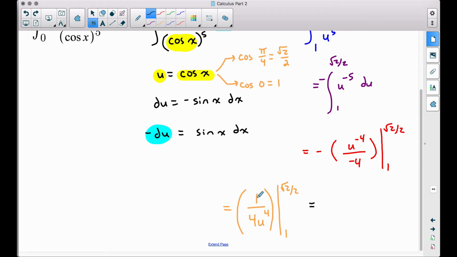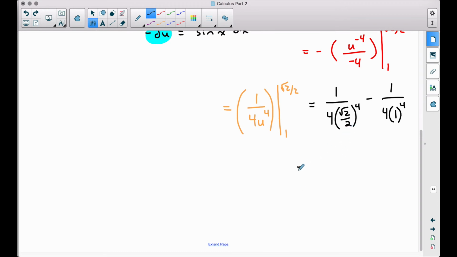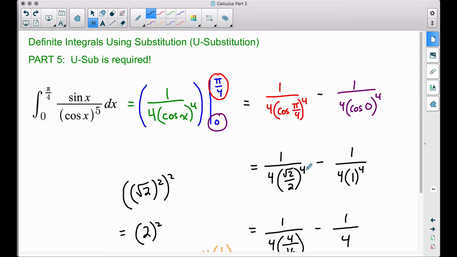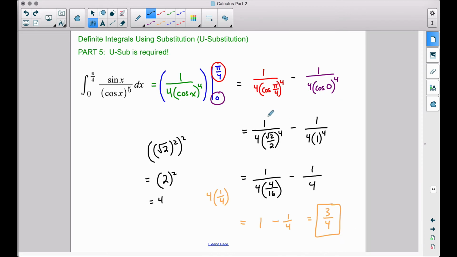And to do that, let's take 1 over 4. Let's substitute square root of 2 over 2 into u. So I've done that right here. 1 over 4 u, which was square root of 2 over 2 to the 4th power. We subtract, and now we're going to plug the lower bound of 1 into here. So we have 1 over 4 times 1 to the 4th power. And from here, this is crazy arithmetic, but this arithmetic here was discussed back in part 5. In part 5, we did the exact same math right here. As you can see, square root of 2 over 2 to the 4th power and 1 to the 4th.